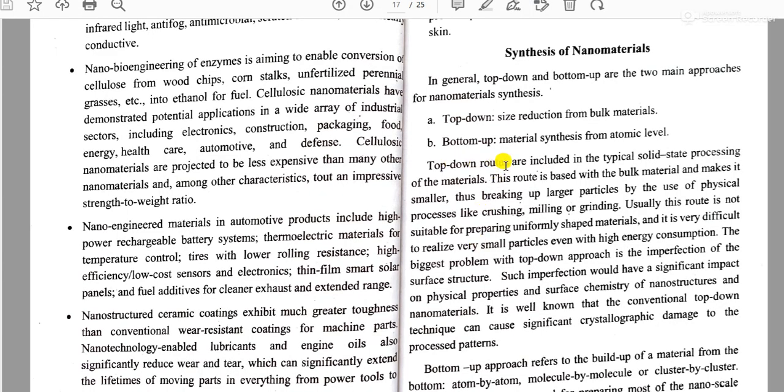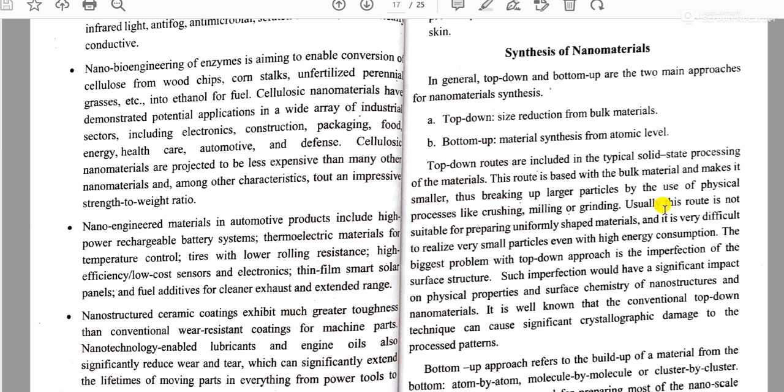Top-down routes are included in the typical solid state processing of materials, and this route starts with the bulk material and makes it smaller, thus breaking up larger particles by the use of physical processes like crushing, milling or grinding. So in the top-down approach, by using these various physical processes, we are reducing the size of the bulk materials. We are making it smaller and smaller.